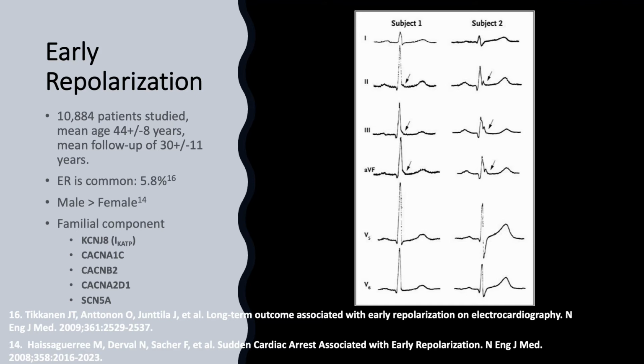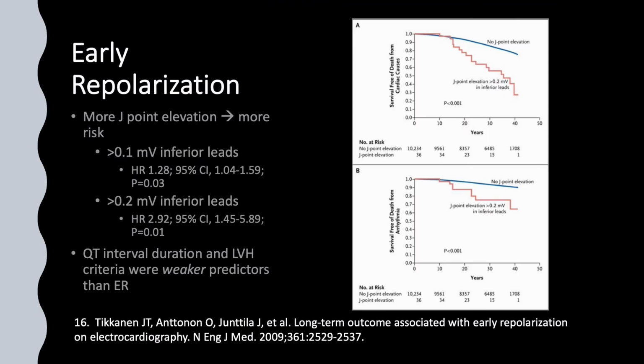The figure on the right here shows examples of J-point elevation in 2 different patients. The same study showed that more J-point elevation confers more risk. However, early repolarization as a risk factor for sudden cardiac death isn't that straightforward. In fact, it seems to be a normal variant in some people and to confer risk in others. So, for example, a lot of young black males meet criteria for early repolarization, but they don't necessarily have increased risk of sudden cardiac death.